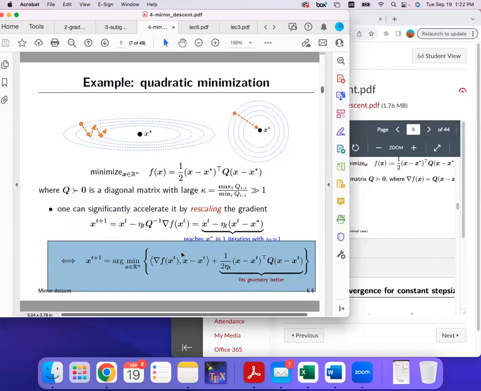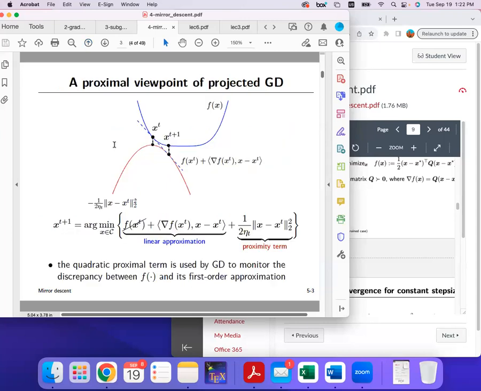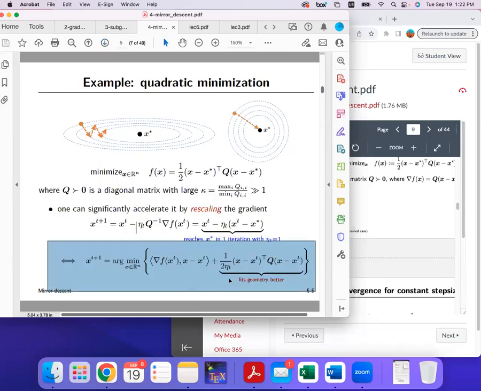Well, again, we have this linear term that we have seen before, but for the quadratic term, it's different. Here, we are no longer using that Euclidean distance. Remember, if you go back to this slide, we are using a very simple Euclidean distance. But now the distance we are using is a rescaled distance.